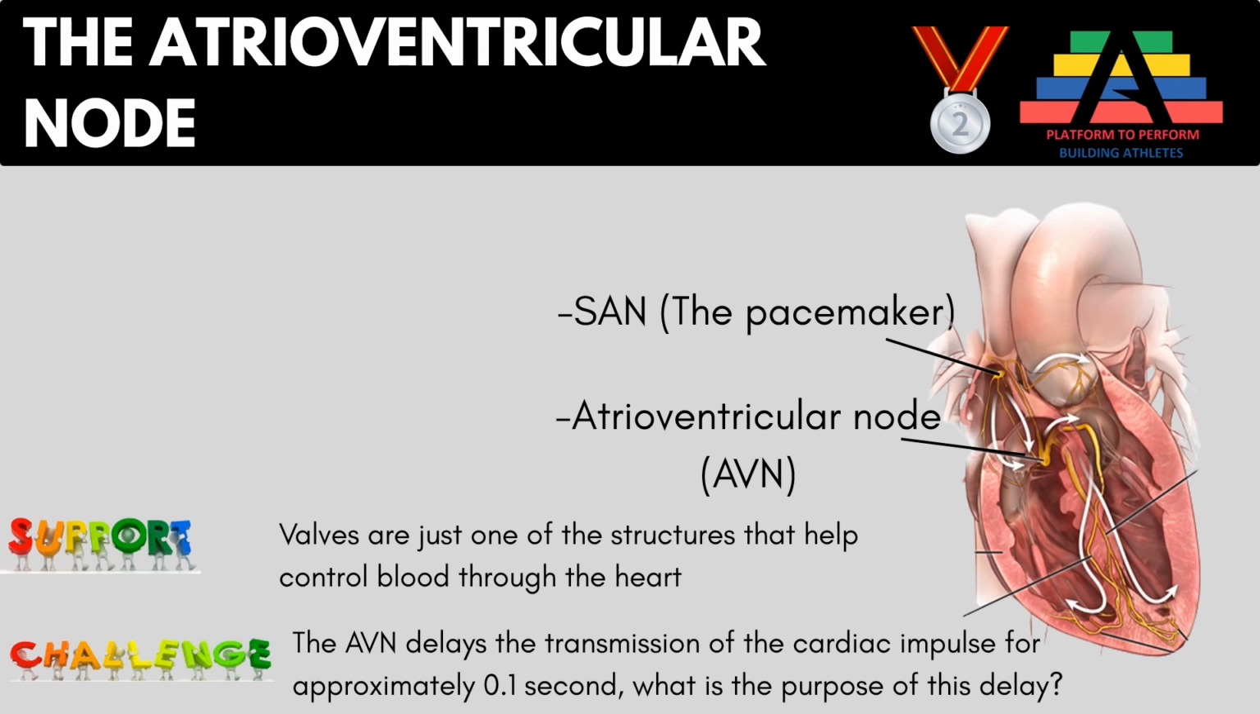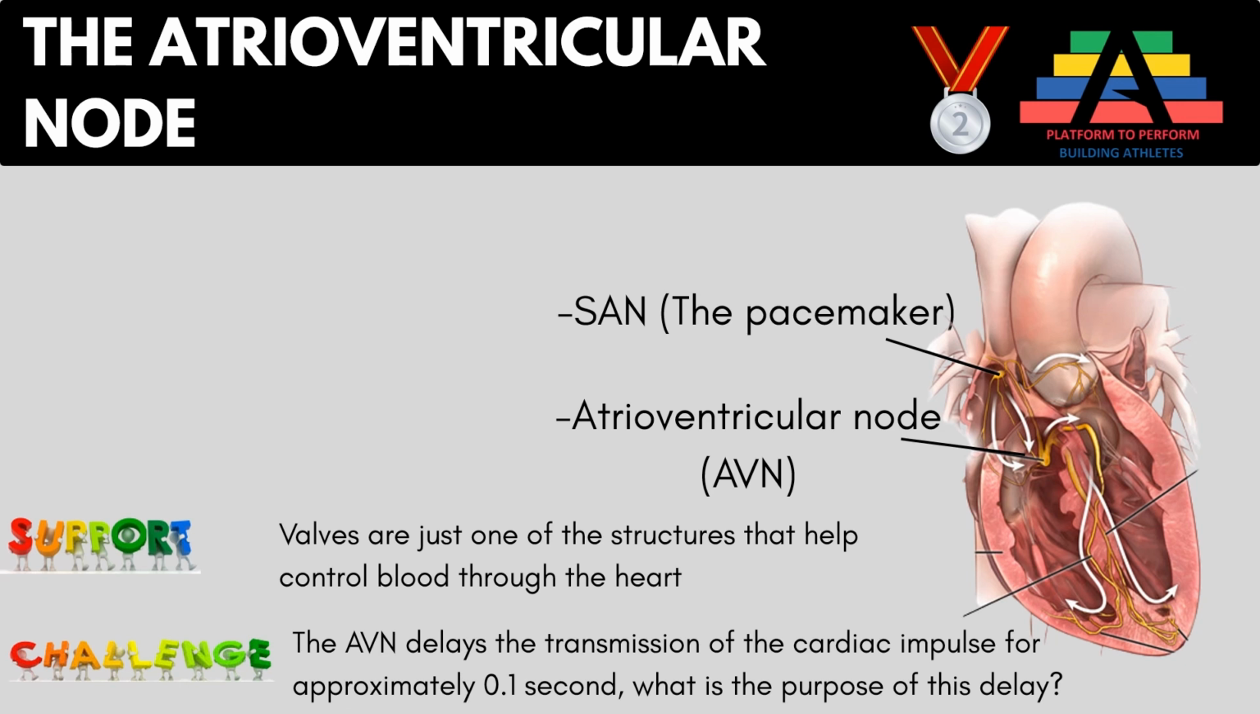But before we get there, I want you to think about why the atrioventricular node might delay the transmission of the cardiac impulse for approximately 0.1 of a second. Why should there be a delay in the impulses? This has to do with what's come before.